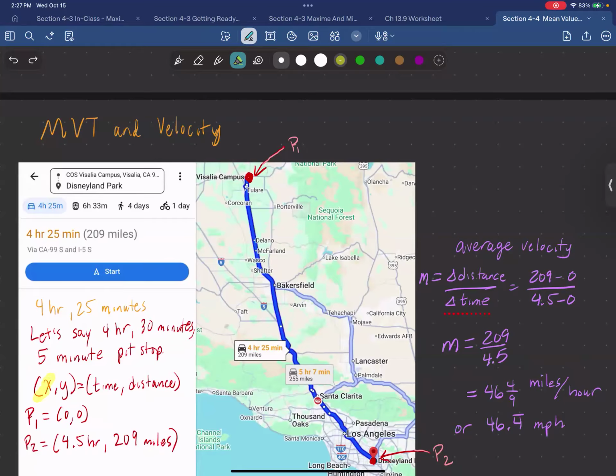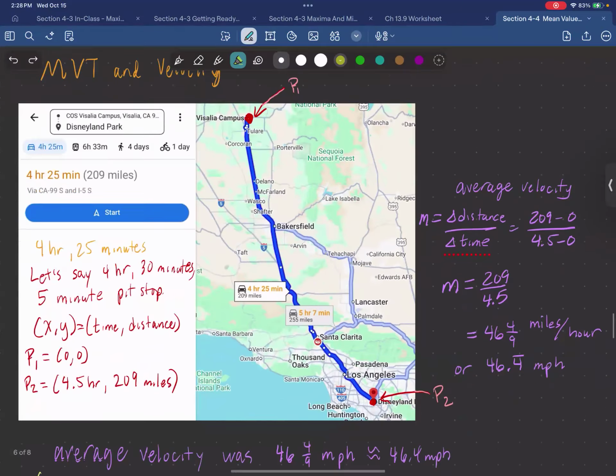If I say x and y are time and distance, when I start, I've gone 0 minutes and 0 miles. By the time I'm done, I've gone 4.5 hours and 209 miles. So we can make a nice little fraction out of that with m: our ending point minus our beginning point over our ending time minus our beginning time. 209 over 4.5 is 46 and 4/9 miles per hour, or 46.4 with a repetition bar above it.